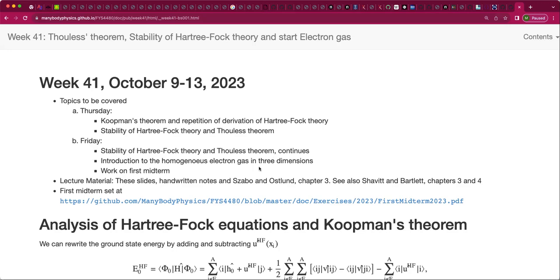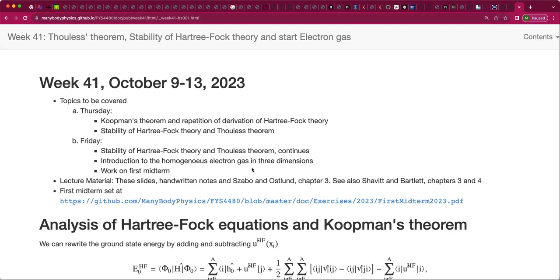Now, the electron gas, for those of you who study density functional theory, is also interesting because it provides an approximation to the exchange term in density functional theory. And this is normally called the local density approximation. So the homogeneous electron gas is an interesting system by itself. We can solve it analytically, which is also very interesting.